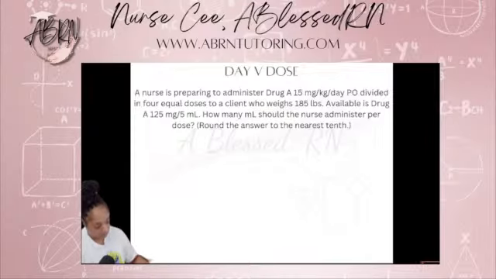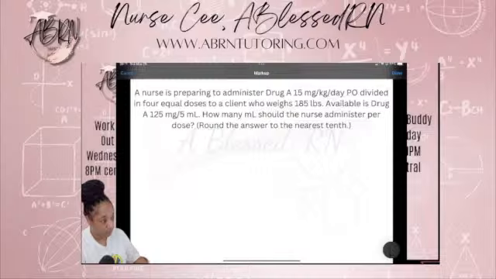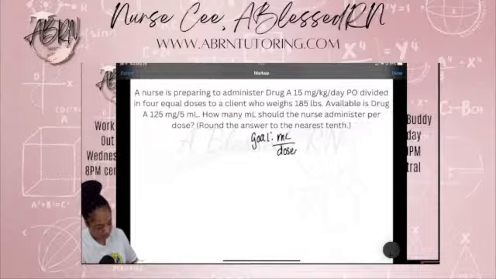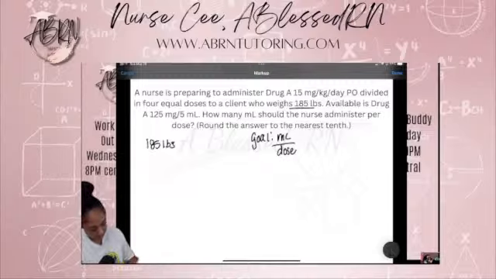Okay, so our goal is milliliter per dose. And it says drug A. So we got 185 pounds. So our prescription is 15 milligrams per kilogram per day, right?